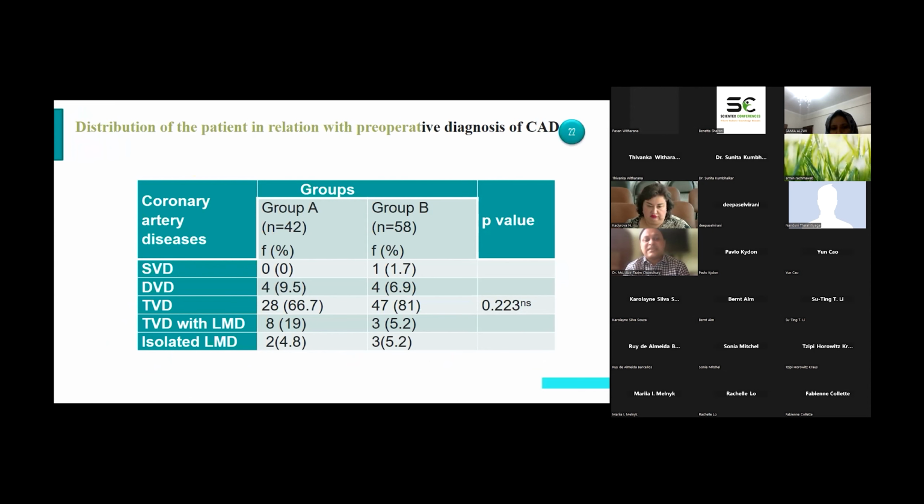Distribution of the patients in relation to preoperative diagnosis of coronary artery disease types. Here it is shown that triple vessel disease, TVD, was the most common, found in 66.7% of the diabetic group, whereas it was 81% in the non-diabetic group, although this was not statistically significant.